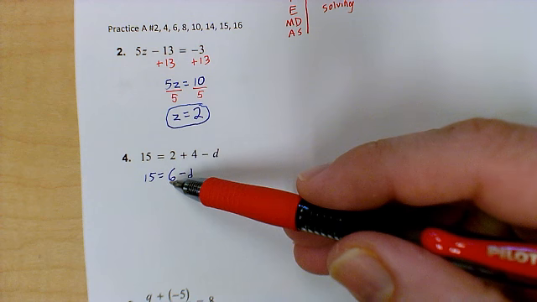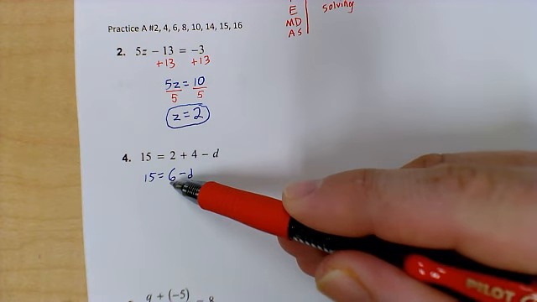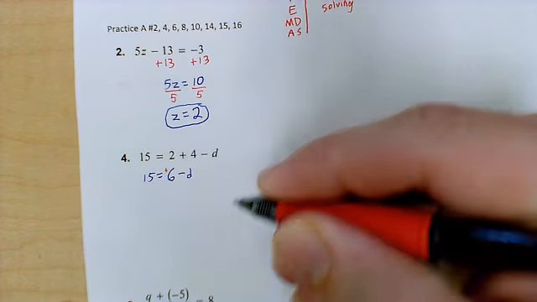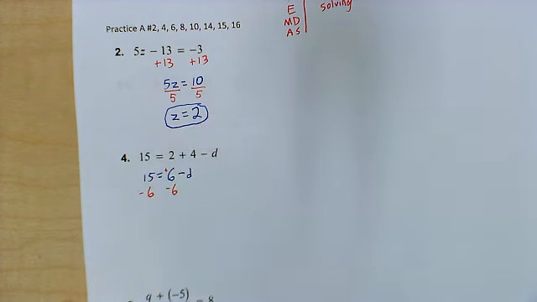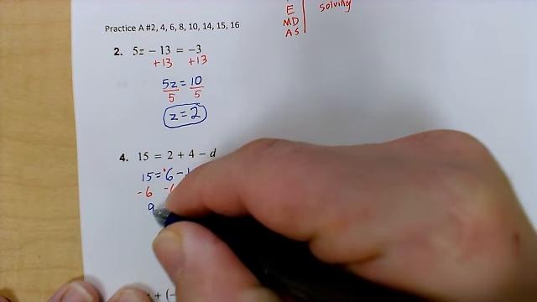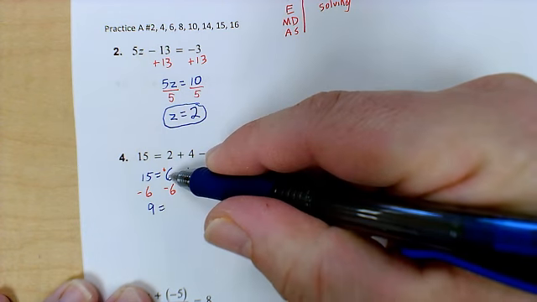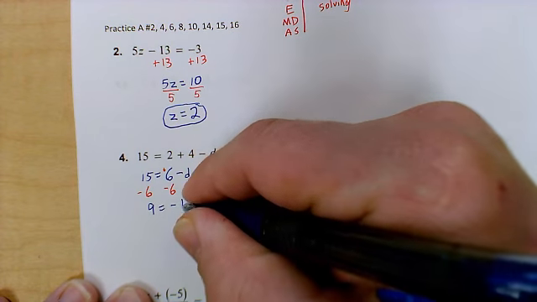Now I'm going to deal with the fact that I have 6 minus d. What's going to happen is, since this 6 is actually positive, I'm going to subtract 6 from both sides to help isolate the variable. 15 minus 6 will be 9 equals, and 6 and negative 6 cancel, and negative d is what's left over here.